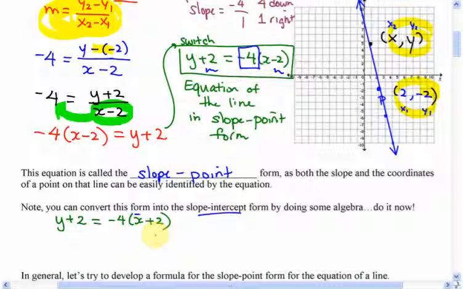Any suggestions of what I should do first here? First of all, the previous equations, y equals mx plus b, had no brackets. So I think you should try to get rid of the brackets. Distribute. Thank you. What's negative 4 times x? Negative 4x. Good. What's negative 4 times positive 2? Negative 8. We still have the y plus 2 on the left-hand side. That's good. This looks a little bit better.